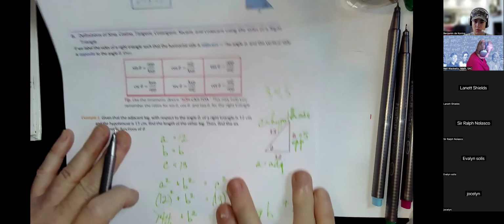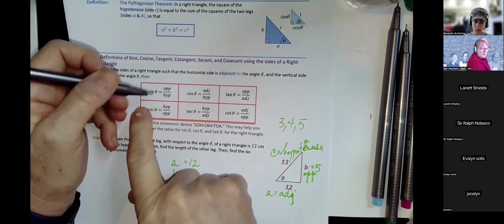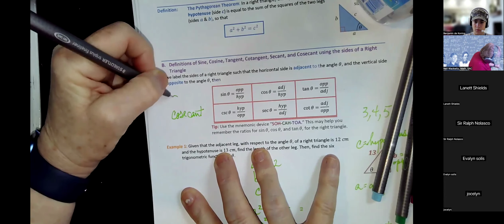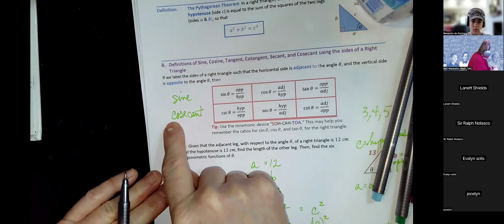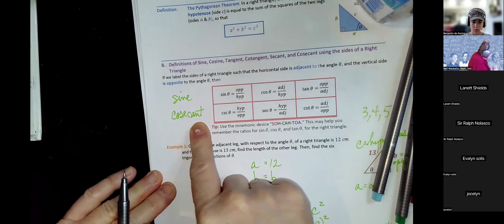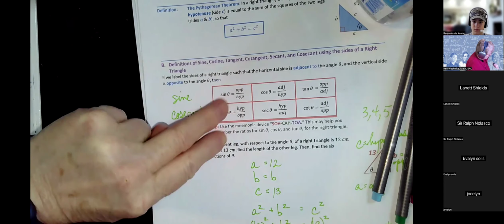Sine is defined to be opposite over hypotenuse. Sine is S-I-N-E. Cosecant is C-O-S-E-C-A-N-T, and it's abbreviated CSC. Cosecant is the reciprocal of sine. Do you see that? Opposite over hypotenuse, hypotenuse over opposite. So we're going to think of those together.